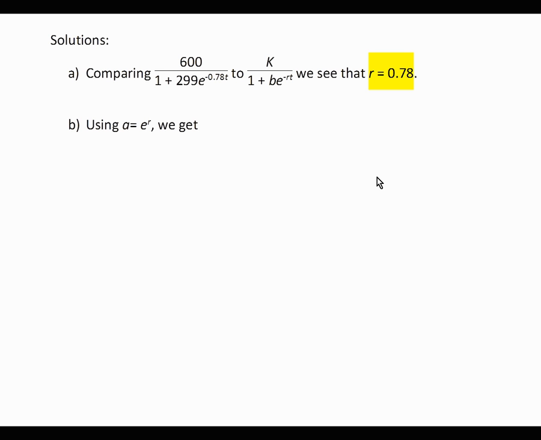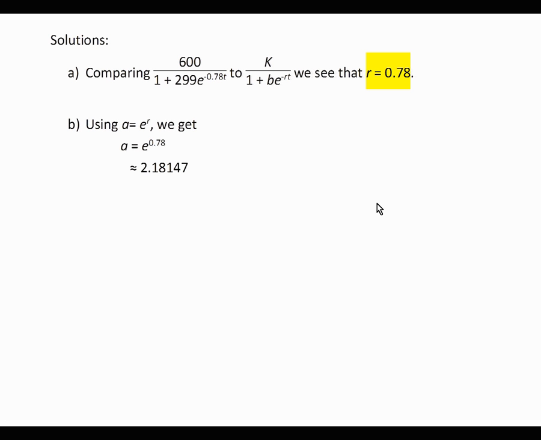Part B, using A equals e to the r, we're going to get A is equal to e to the 0.78. That's the exact value. And so we, of course, would take out the calculator to figure that out. So we get about 2.18147.